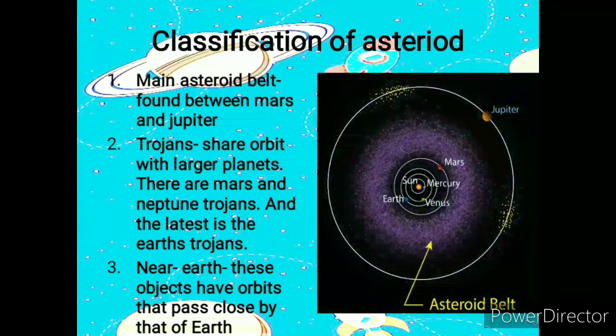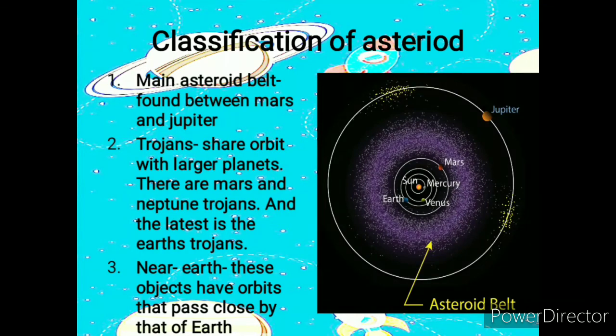Okay, I would like you to take a look at the picture. So this is the asteroid belt, the one that is shown by the arrow. That is the main asteroid belt. That is where you can mostly find the asteroids. So that is between Mars and Jupiter.